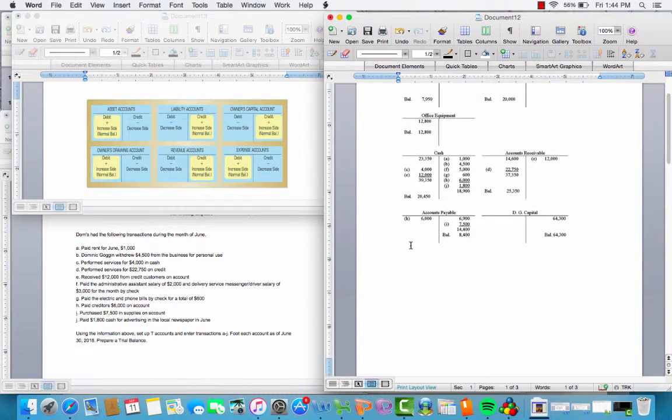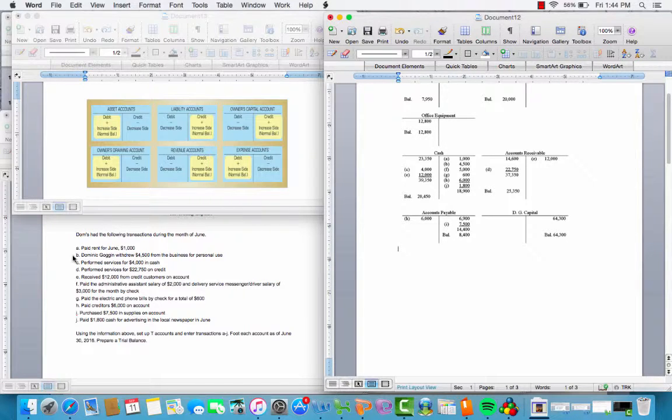Notice up here with cash, I showed you guys already our beginning balance. We've seen that first 1,000 entry. We're going to have a lot more entries affecting cash as we move along. So we're going to look at the sum total of all those entries to figure out how much cash our company has at the end of June. What's the balance of our cash account? So let's move on to our second transaction.